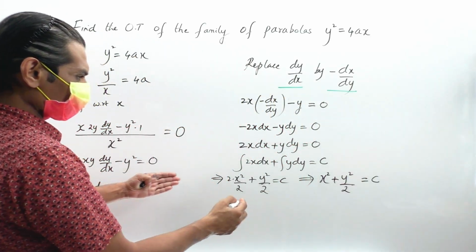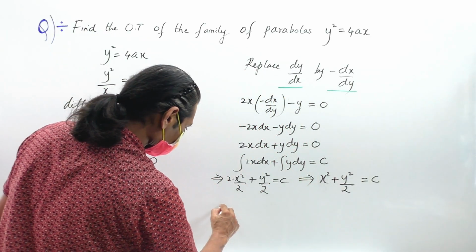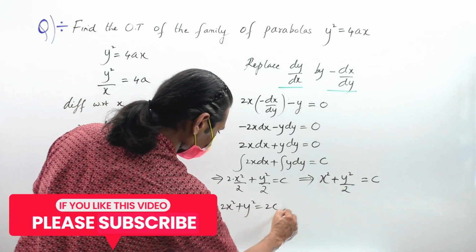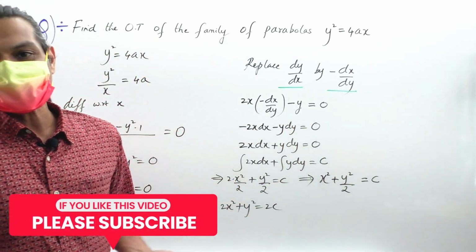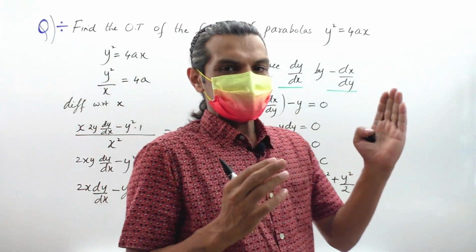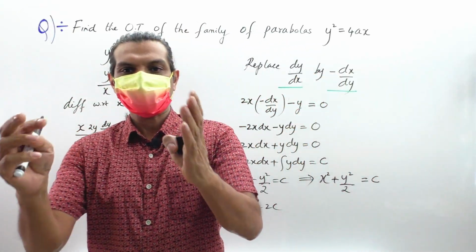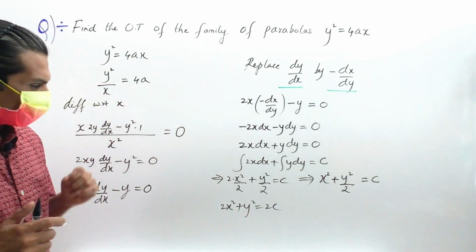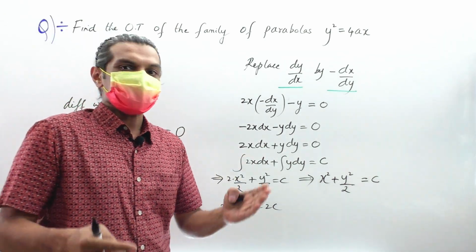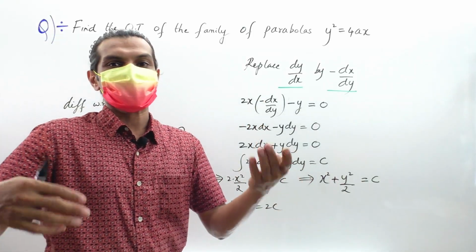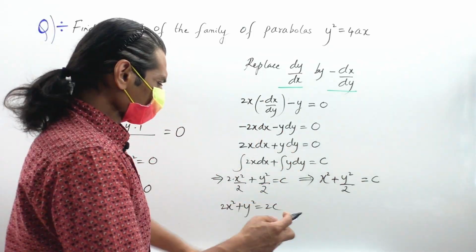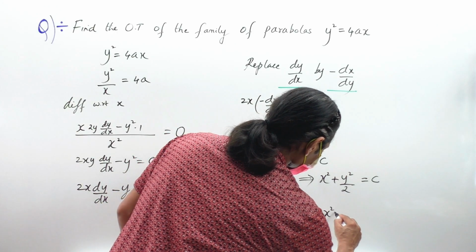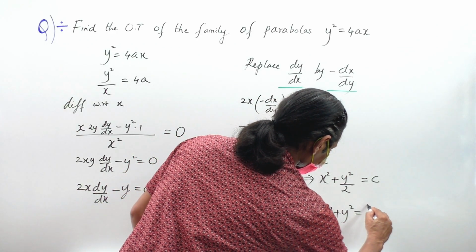So what I do is I'll take the LCM. We have 2x square plus y square is equal to 2c. Now a constant is a constant, so you have to make some adjustments here to get the solution in standard form. 2c is a constant, so we can take 2c as k or alpha, whatever it is. So I take 2c as k, that implies 2x square plus y square is equal to k.